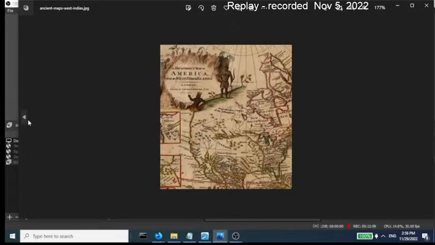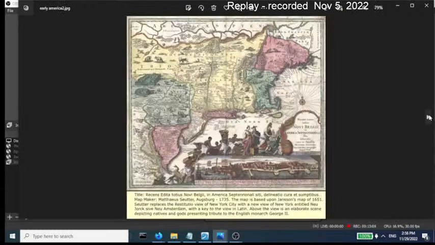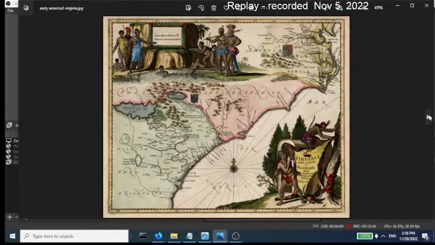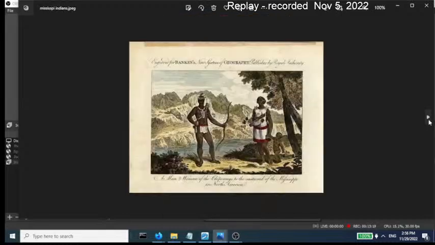Let's see what we got. Okay, we've seen that on Florida already. All right. Virginia. Okay, 1790 image of indigenous American, Mississippi Indians, right?